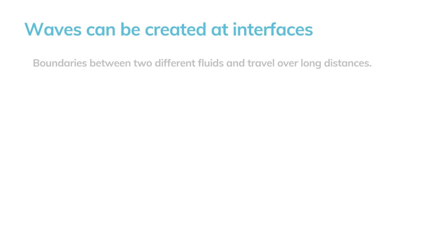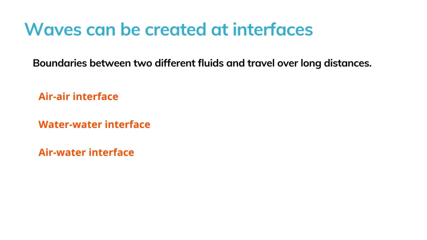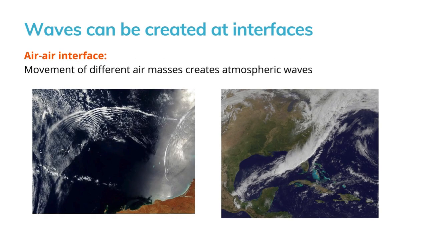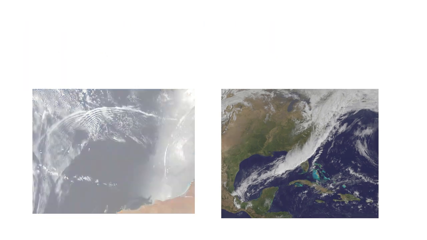However, waves can be created at the interface or boundary between two different fluids and travel over long distances. So we can find waves moving along the following interfaces. At the air-air interface, the movement of different air masses creates atmospheric waves. Atmospheric waves are especially common when cold fronts move into an area. In Mexico, cold fronts are atmospheric waves occurring during winter.